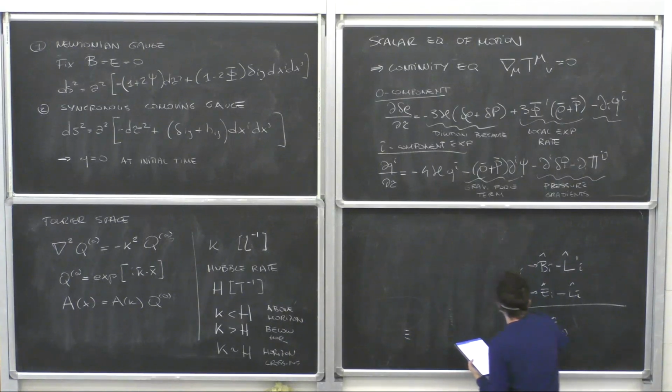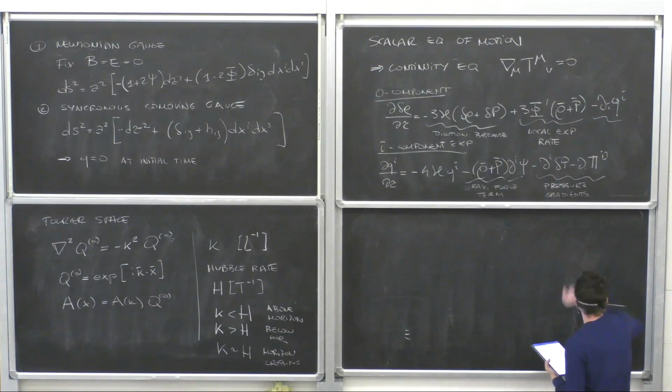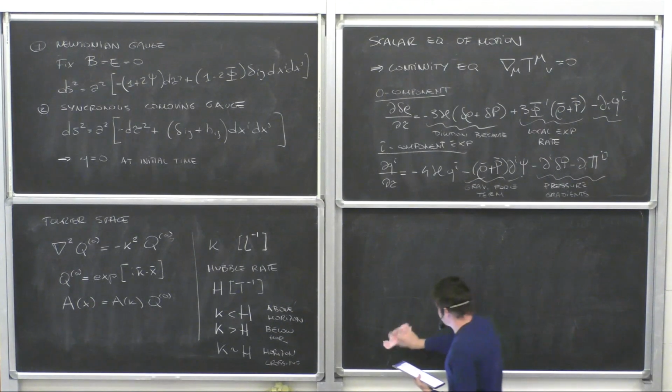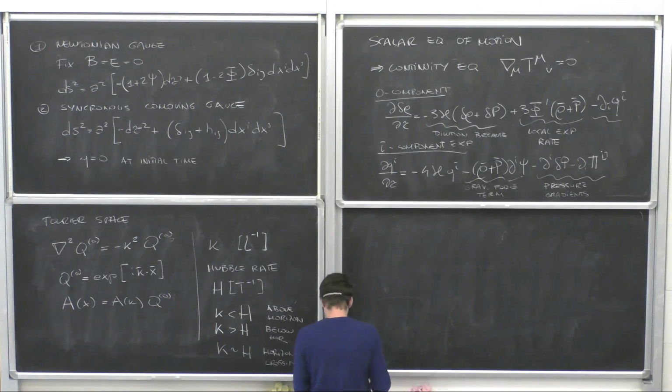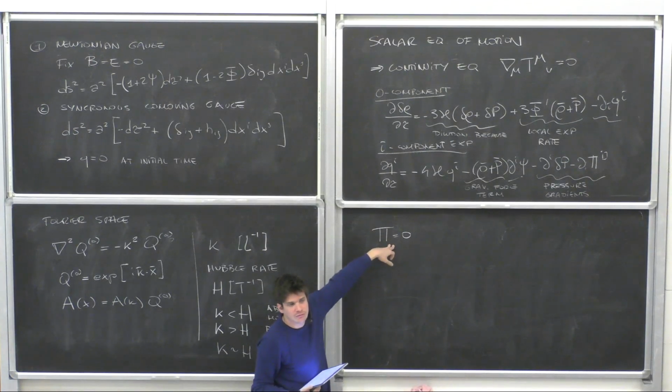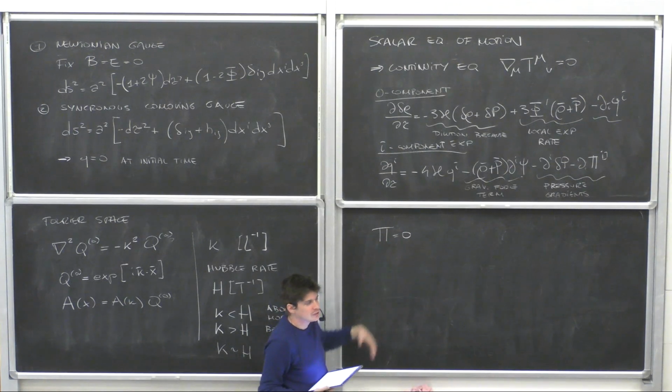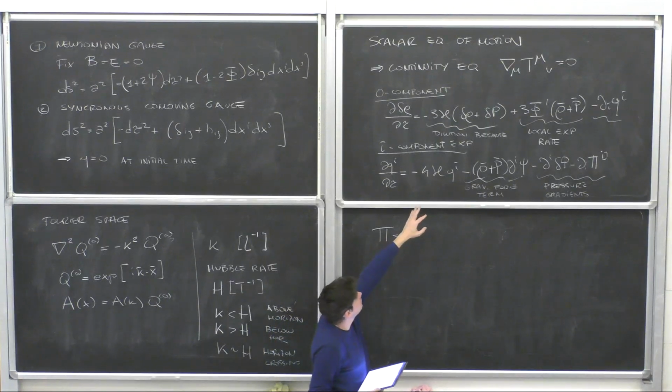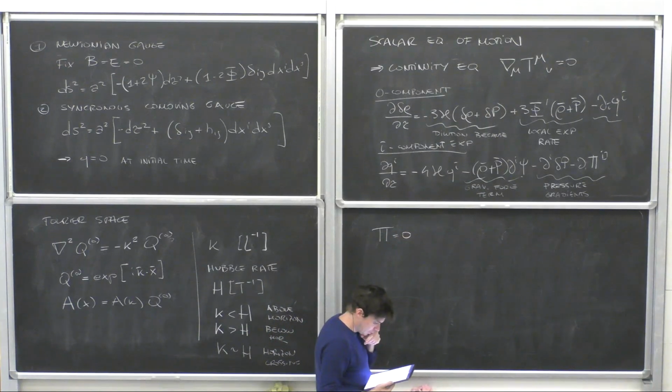So what people usually do is assume closure relations of the form, for example, pi equals 0 for a perfect fluid. We know that anisotropic stresses are 0 for a perfect fluid, so this helps. But then we still have the problem with pressure fluctuations.